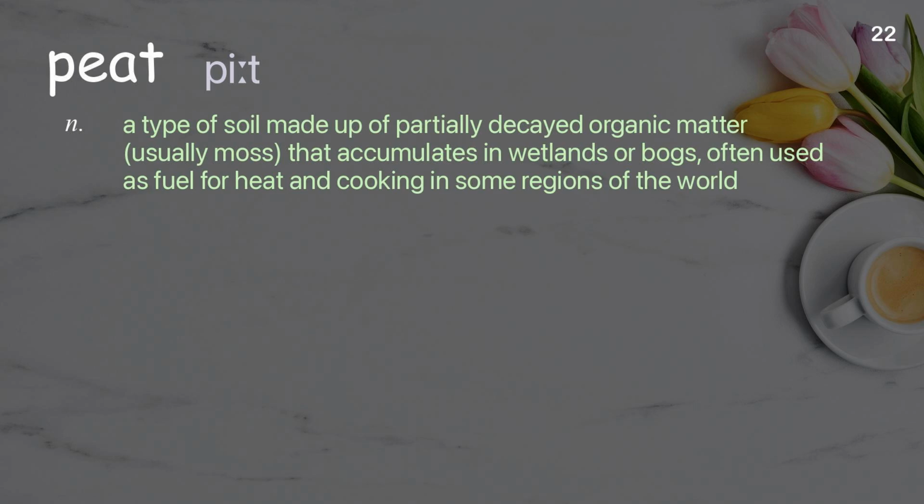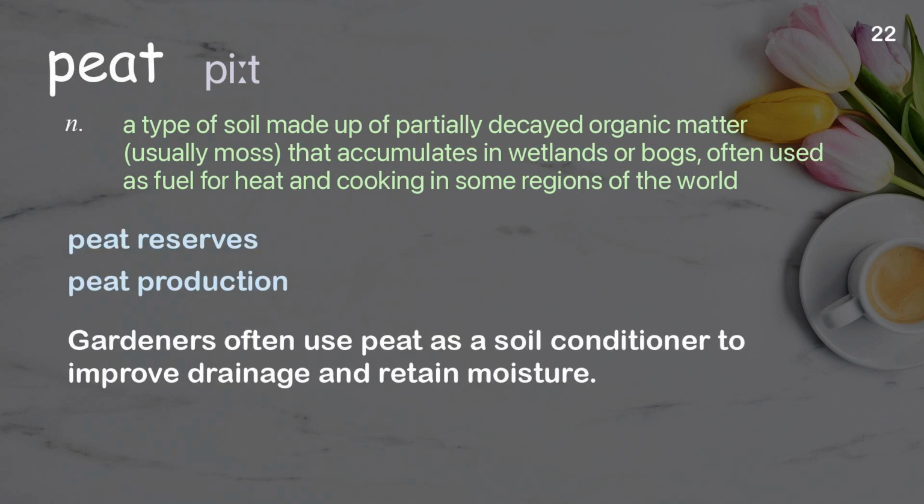Peat. A type of soil made up of partially decayed organic matter, usually moss, that accumulates in wetlands or bogs, often used as fuel for heat and cooking in some regions of the world. Examples: Peat reserves, peat production. Gardeners often use peat as a soil conditioner to improve drainage and retain moisture.